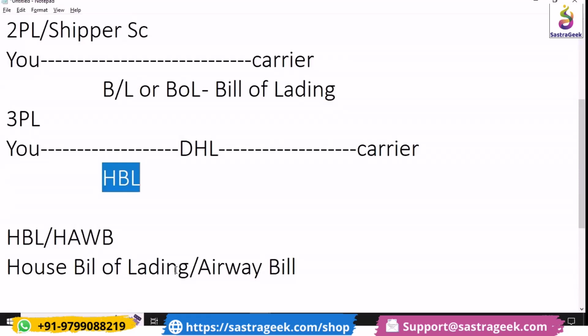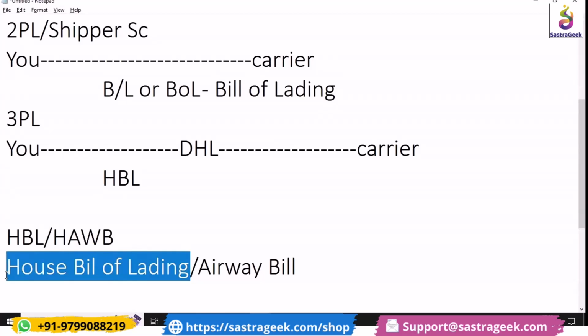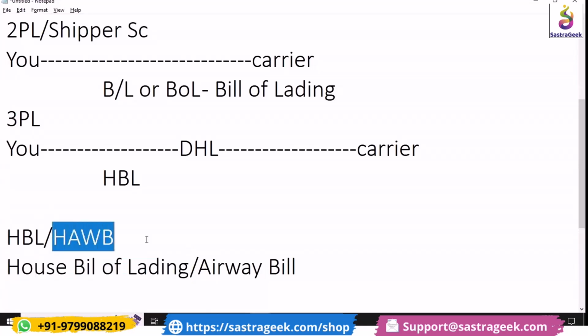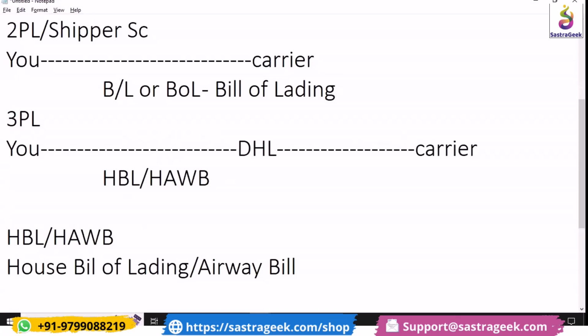Other than air, every kind of document will be termed your house bill of lading only. If I talk about rail, road, ocean, it is only from an air point of view that this term is referred to. So it will be either HBL or HWB, which will be referred to in case you go to any courier company. Getting that part?